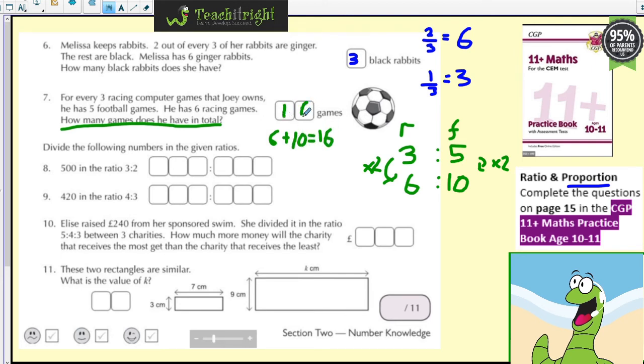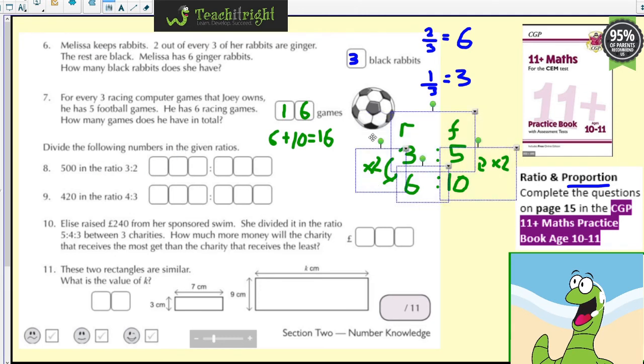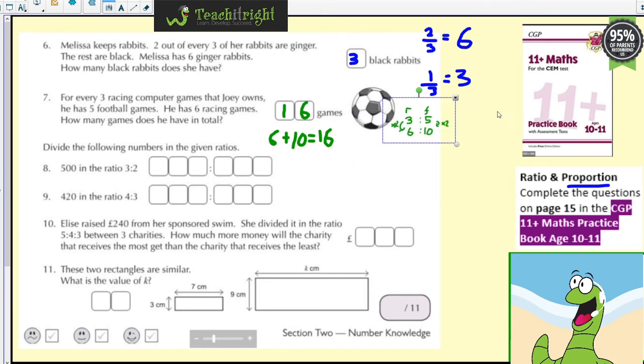And how funny, isn't it, that you just catch yourself? And that's a great habit. Always just reread the last line of the question, because there's often some very useful information there. So, divide the following number in the given ratios. These are a really common style of question, but different, so this is worth having perhaps a little bit of explanation. So let's just clear some space.